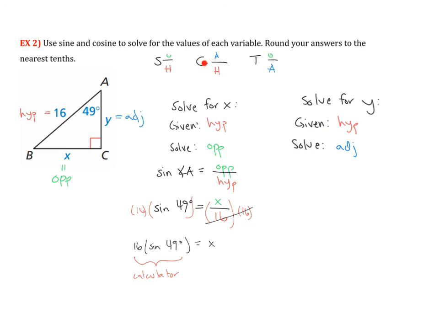So this is cosine, the adjacent leg divided by the hypotenuse. Cosine of angle A is equal to the adjacent leg divided by the hypotenuse. So substituting in, we have cosine of 49 degrees is equal to y divided by 16.